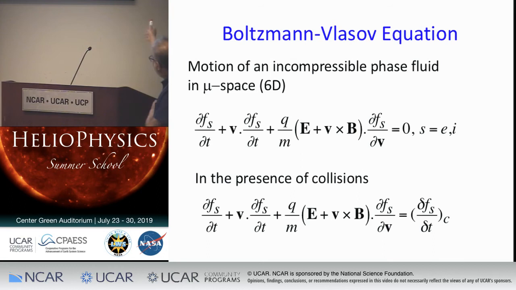So on the right-hand side, I have written rather abstractly what a collision operator may mean. And if you have no collisions in the system, then the right-hand side is zero. So what that collision operator is changes as you move from system to system. If you are dealing with neutral gases, that would have some different function. The collision operator is a problem.